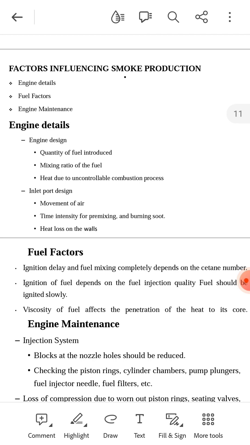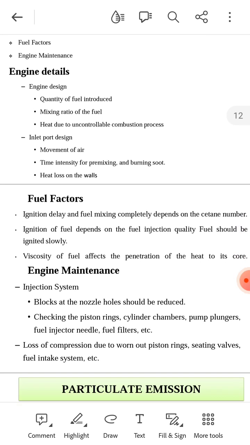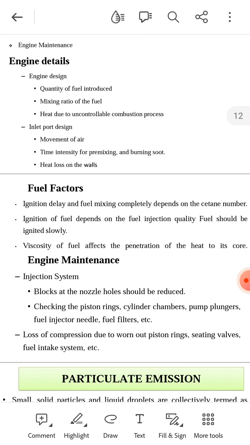The fuel factors: ignition delay and fuel mixing depend completely on the cetane number. Ignition of fuel depends on the fuel injection quality. Fuel should be ignited slowly. Viscosity of fuel affects the penetration of the heat to its core.